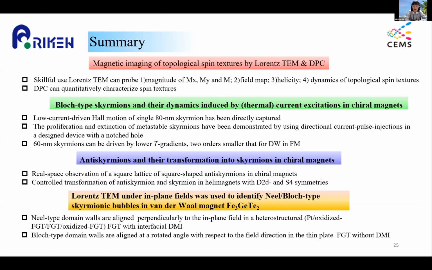Yeah. Actually, the Lorentz TEM, how can I say, if it doesn't use the transport of intensity equation, I mean, it doesn't use modeling, it's hard to show the Mx and the My. In principle, of course, Mx and My are involved in this image, but how to pick them up, yeah, we need the help of this transport of intensity equation.